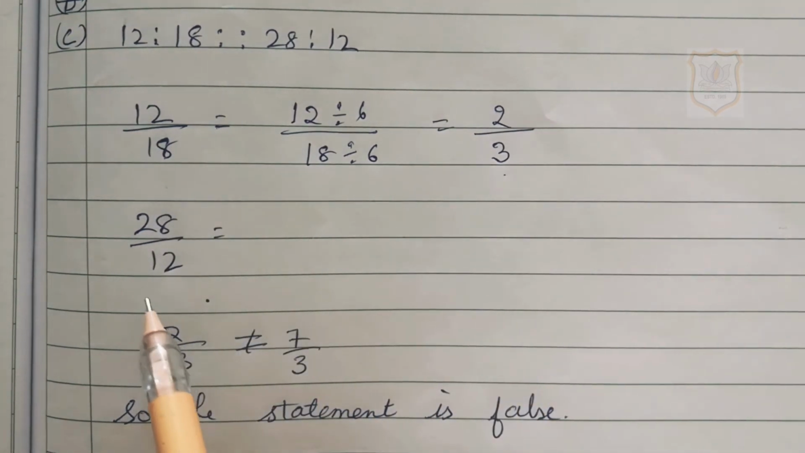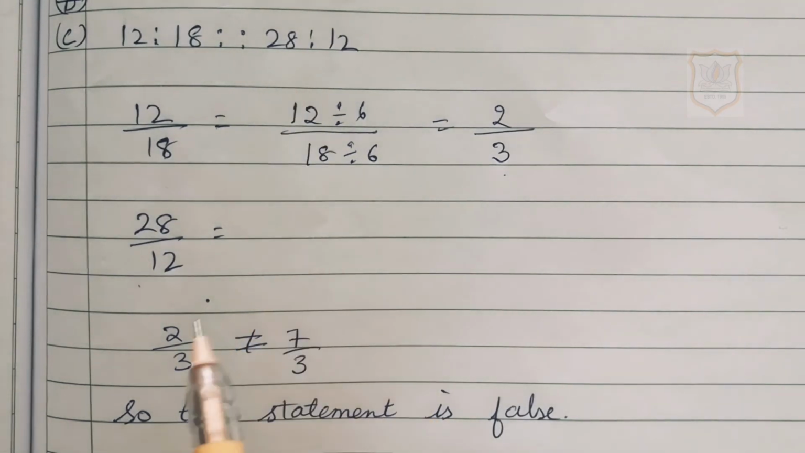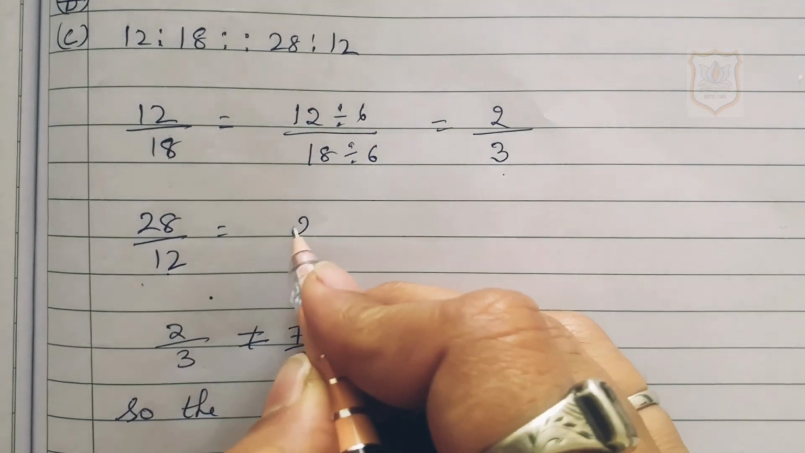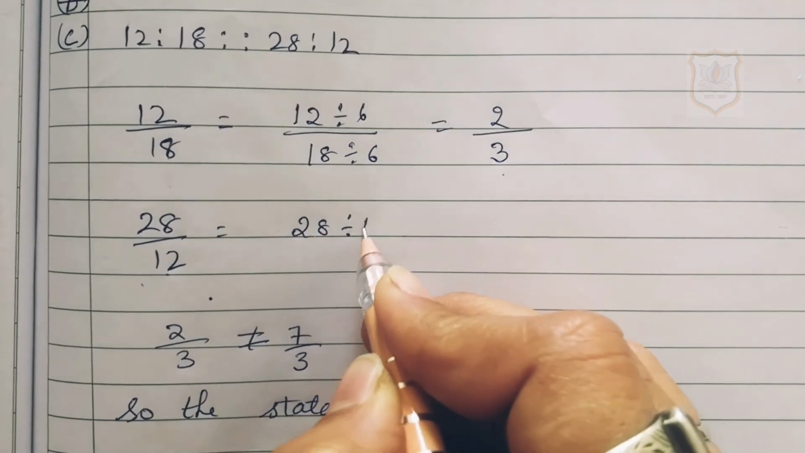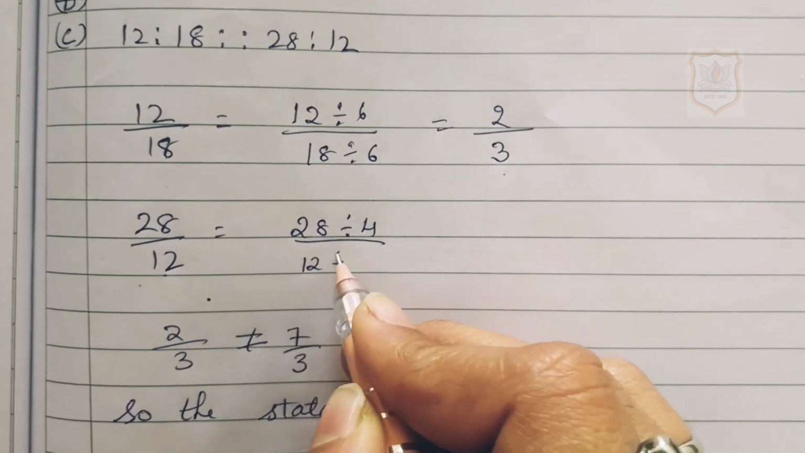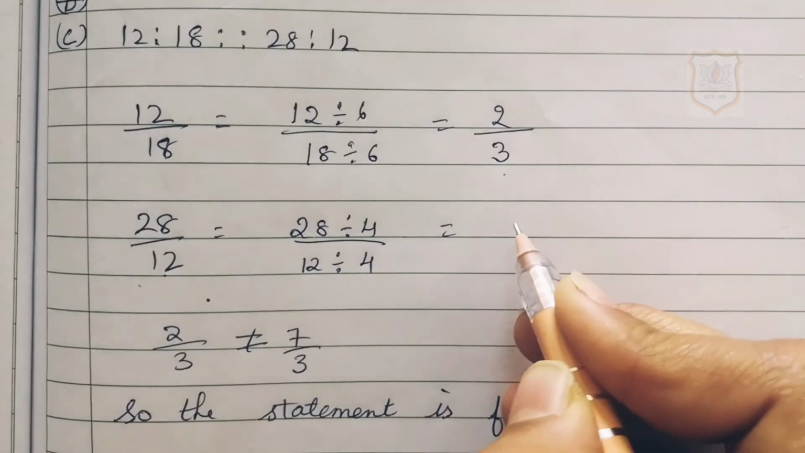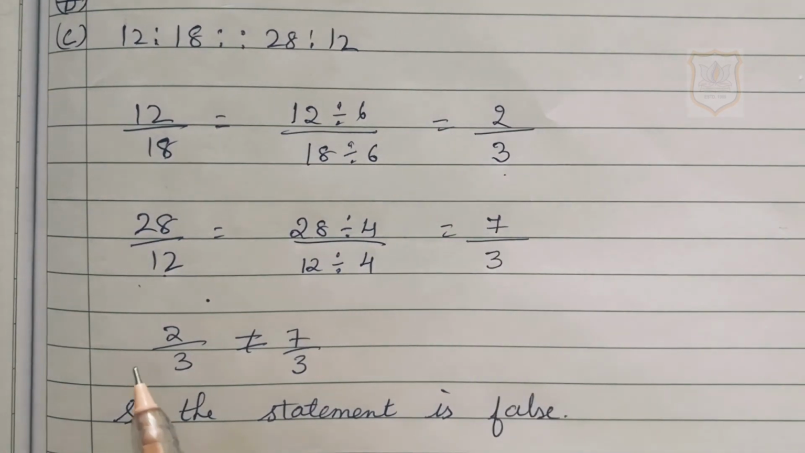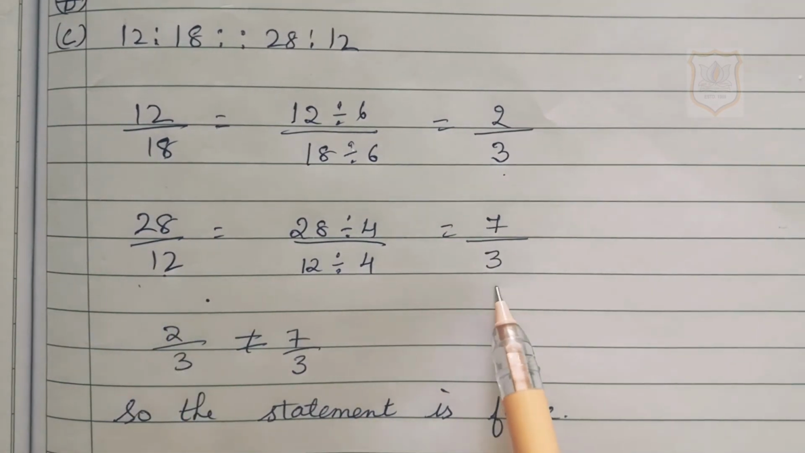Then we have to find out the simplest form of 28 by 12. So here we will write 28 upon 12. Now we will divide numerator and denominator by 4. 28 divided by 4 upon 12 divided by 4. 28 divided by 4 is 7 and 12 divided by 4 is 3. So the simplest form of 28 upon 12 is 7 upon 3.